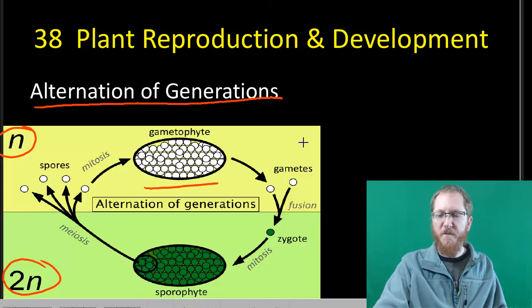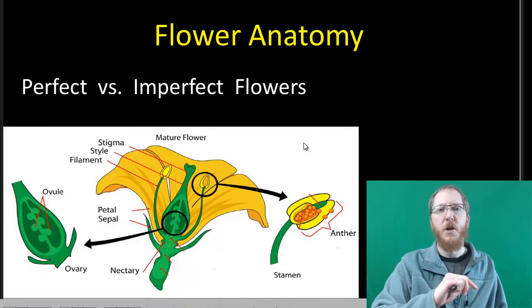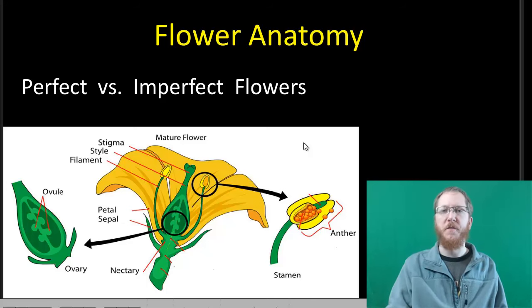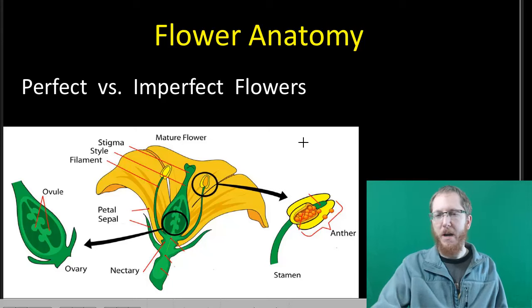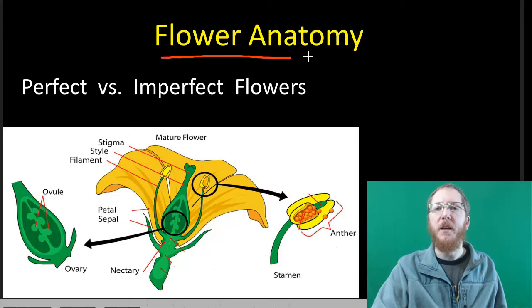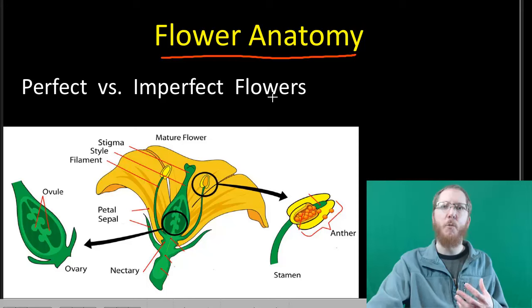So it's just a little bit more involved than when we talk about animals or when we talk about a fungus, where they're pretty much always just a sporophyte or pretty much always just a gametophyte or haploid in this process. For flower anatomy, because we're going to discuss things like pollination, I want you guys to be comfortable with it.